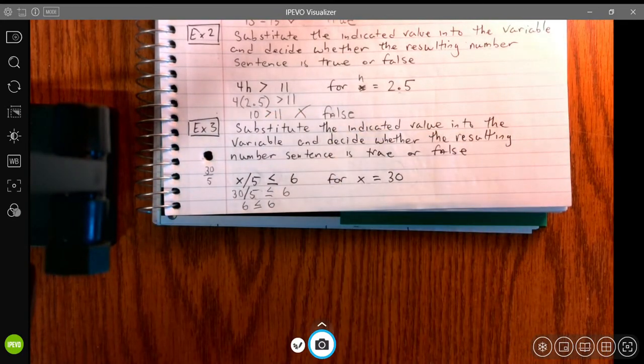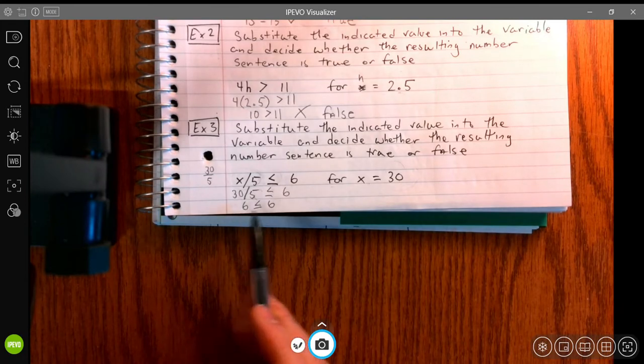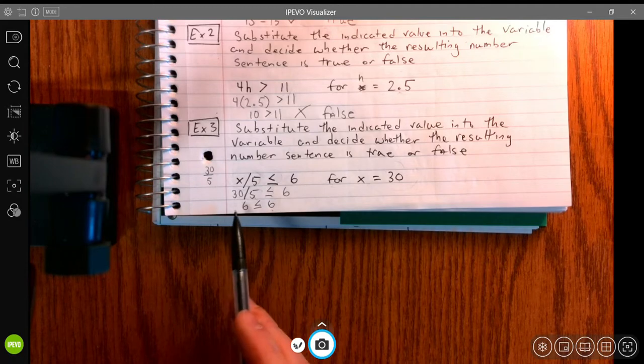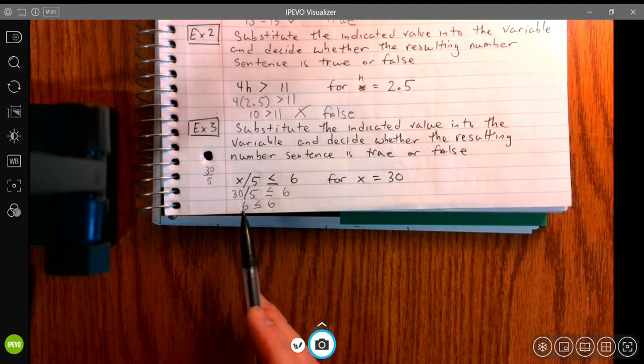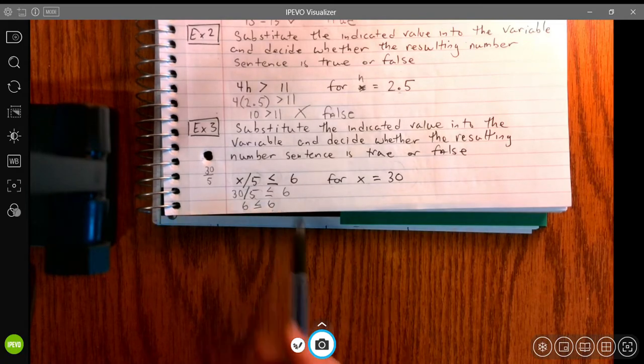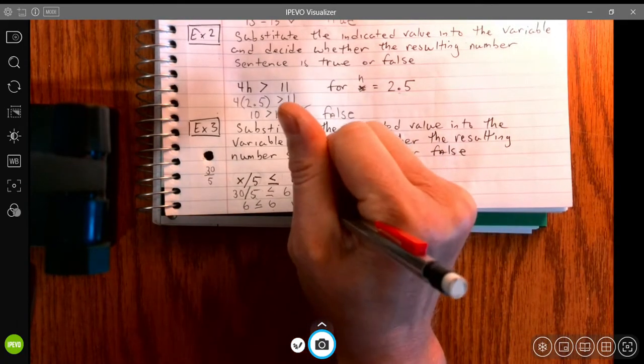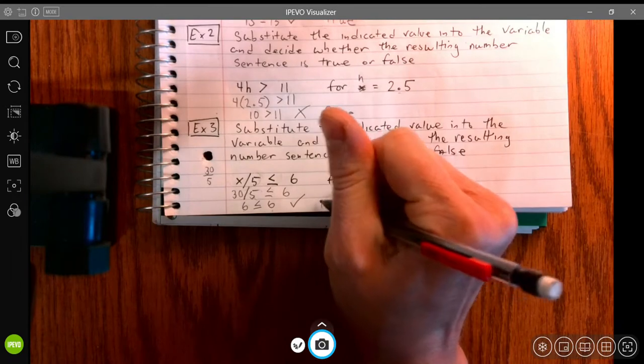So is 6 less than or equal to 6? I'm going to repeat that a little bit slower. Is 6 less than or equal to 6? It sure is. So that is a true statement.